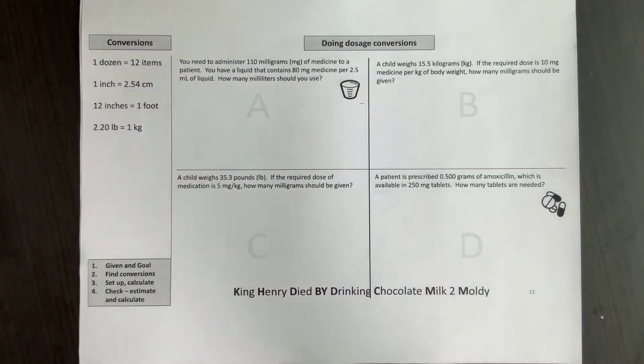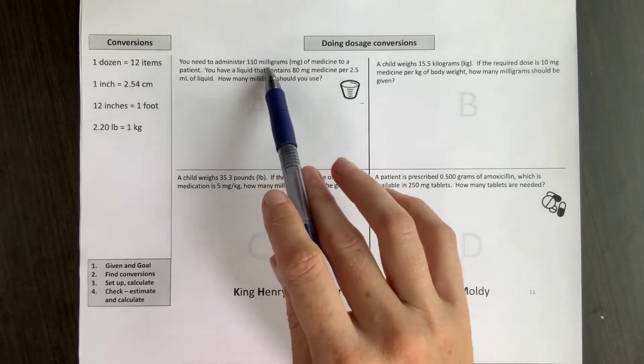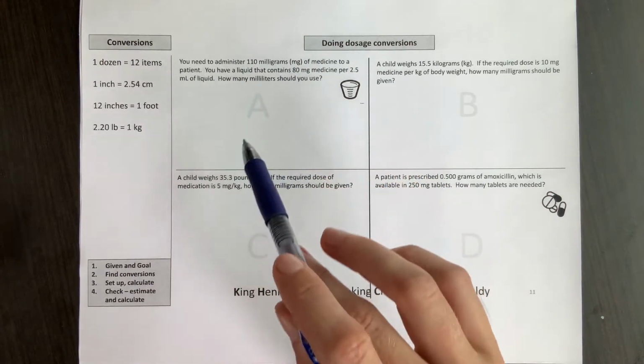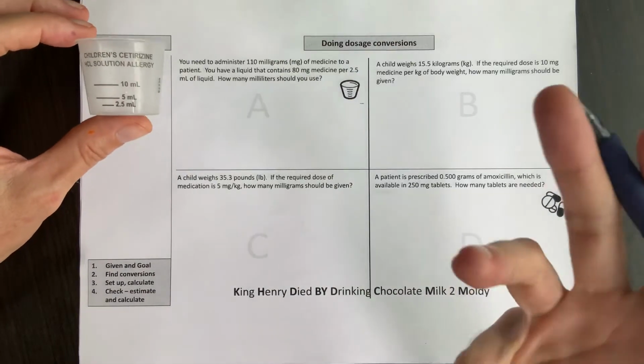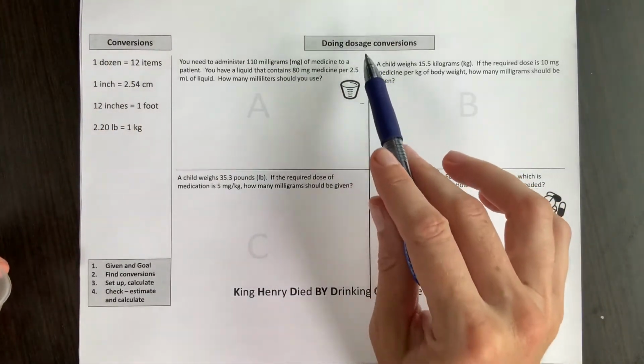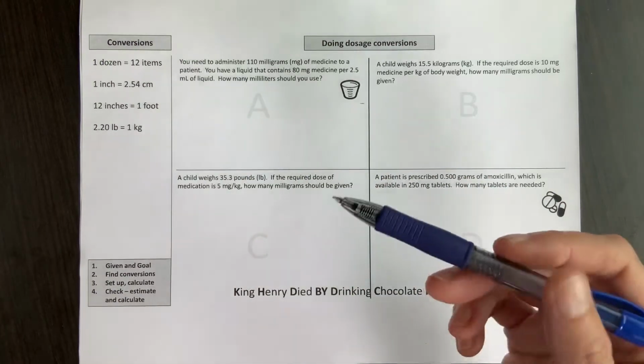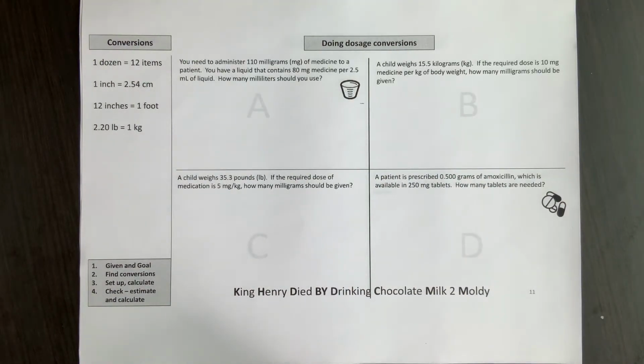As a provider, you might have something like, I need to make sure I give 110 milligrams. What volume should I tell the parent to administer, or what volume should I administer? And so with dosage, we're going to be converting often between weights and volumes, and just taking all the skills you've had so far and putting them into a little bit different type of problem.